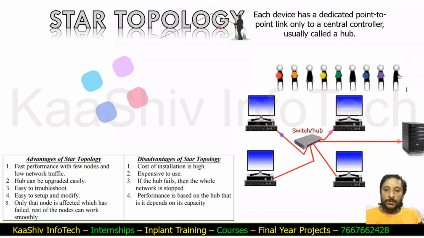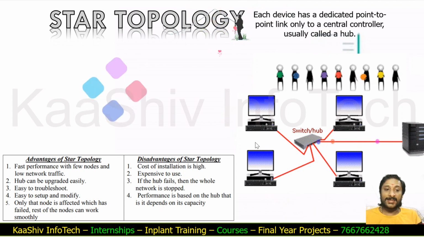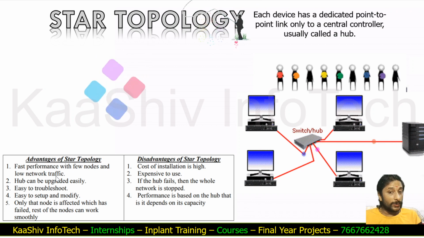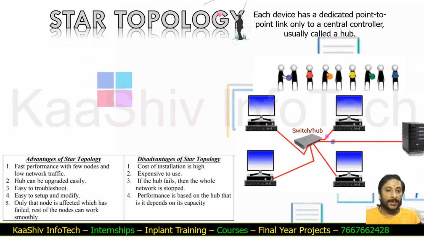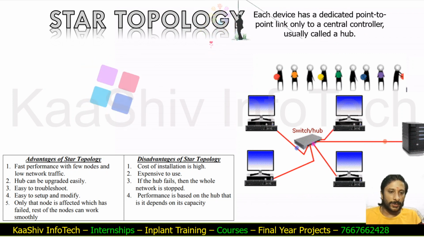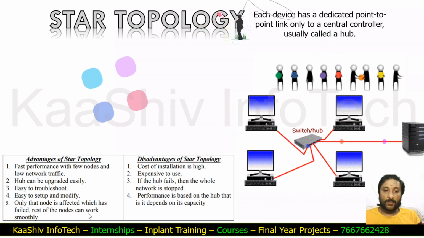So usually the company environment will have this kind of strategy, the star topology, with fast performance for a few nodes and low network traffic, very fast. A hub can be upgraded; instead of a hub, I need a switch. You may ask me what a hub is. Don't worry, I'll teach you. It is easy to troubleshoot, easy to set up and modify when a node is affected.